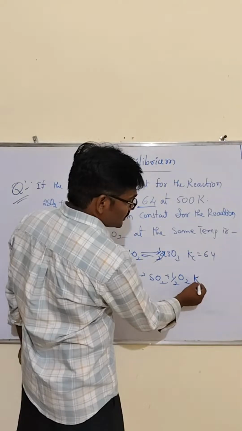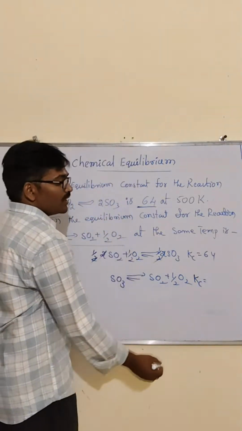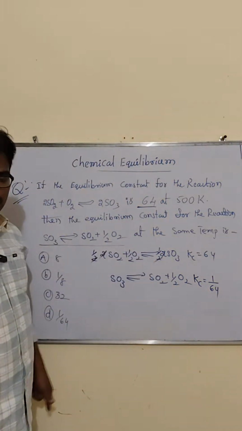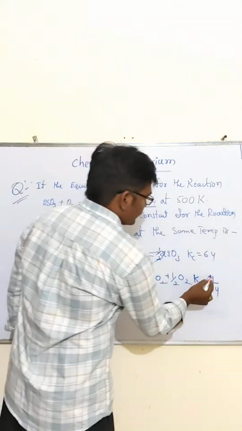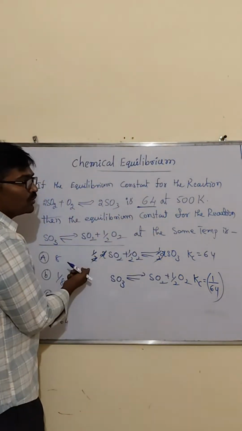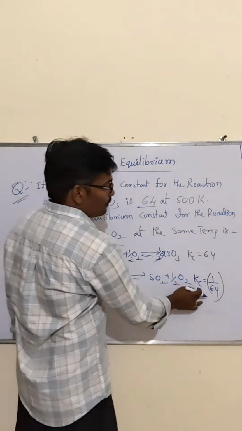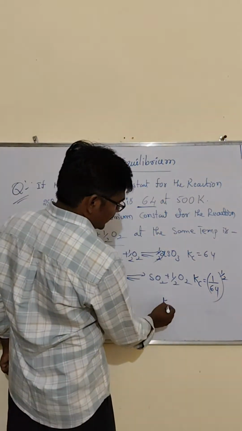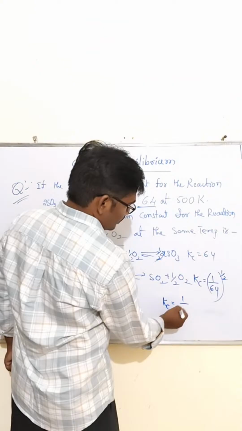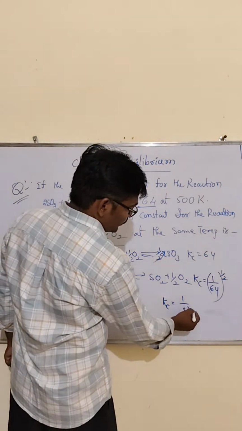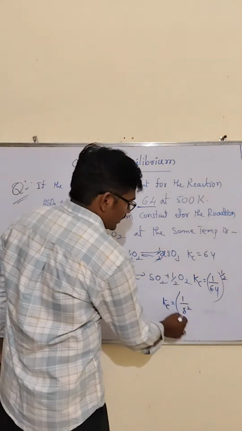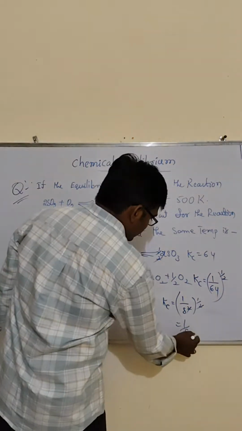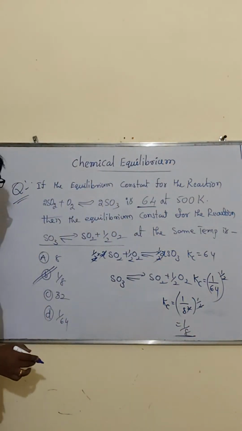So now Kc for this, how to find out? I told, sir, 1 divided by 64. When the equation is reversed, it is 1 divided by 64. Then multiply with 1 by 2, so the power you have to take is 1 by 2. Then Kc equals 1 divided by 8, since the square root of 64 is 8. So the answer for the Kc value is 1 by 8.